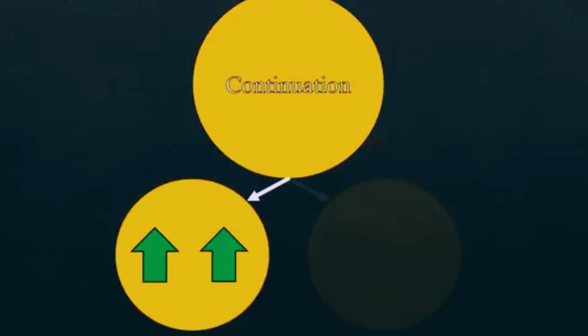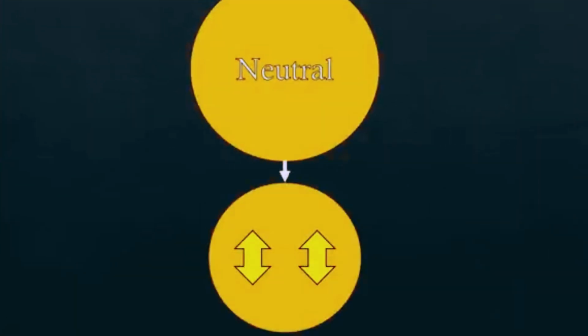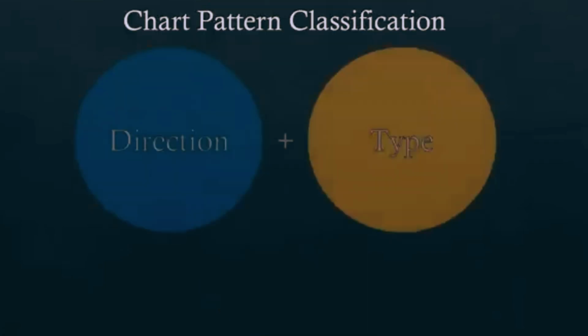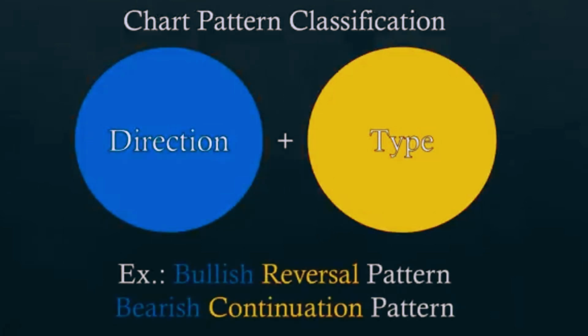Continuation patterns. These suggest that the existing trend will persist. If the price is trending upwards and a continuation pattern appears, it indicates that the price will keep rising. Likewise, if the price is moving downward and a continuation pattern appears, the downward trend is expected to continue. Neutral patterns. These patterns do not provide a clear directional bias. Instead, the price movement depends on which side the price breaks out of the pattern. If the price breaks upwards, the pattern suggests an uptrend. If it breaks downward, a downtrend is expected.